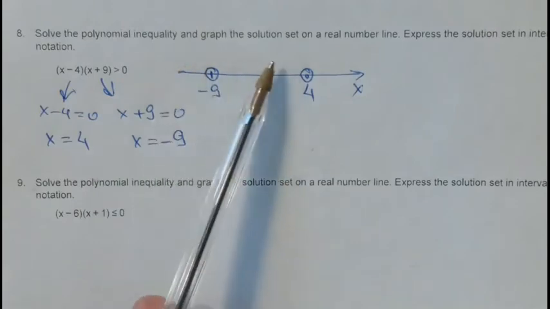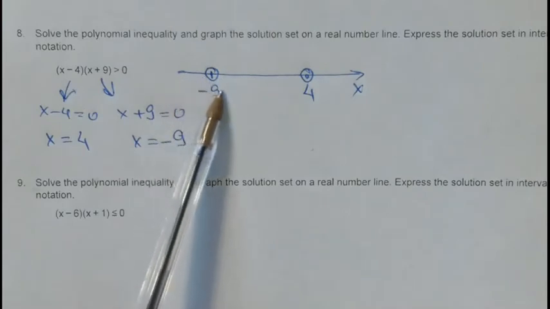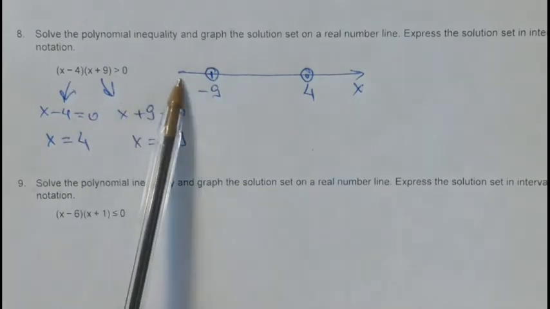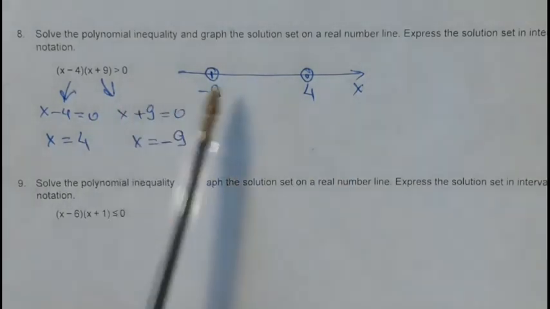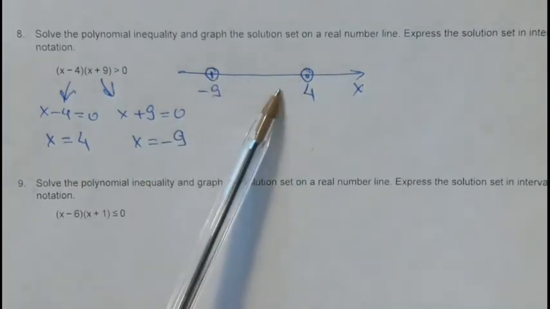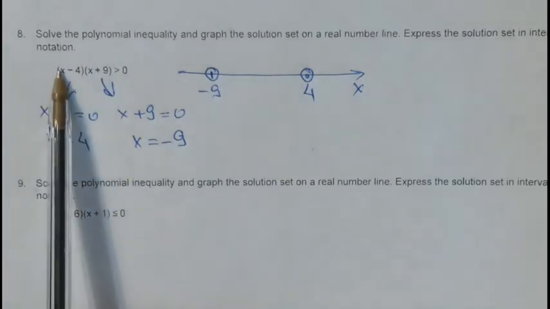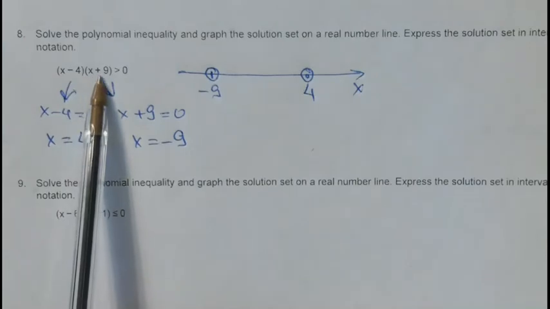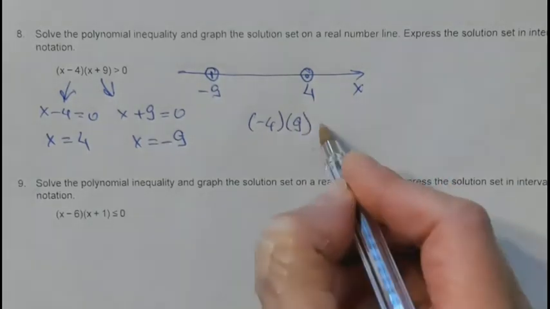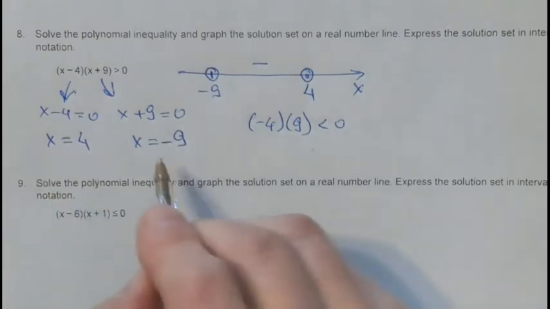So now we have to determine which sign this function has in each of the intervals. The boundary points divide the real number line into 3 intervals. So we can pick one value from each interval to determine the sign. For example, in the middle, we can take 0 and substitute 0 in our function expression. So 0 minus 4 times 0 plus 9, minus 4 times 9 is less than 0. So in the middle, we have negative sign.